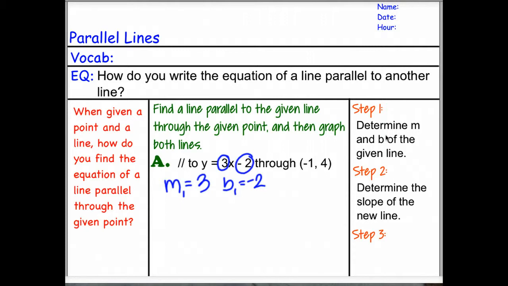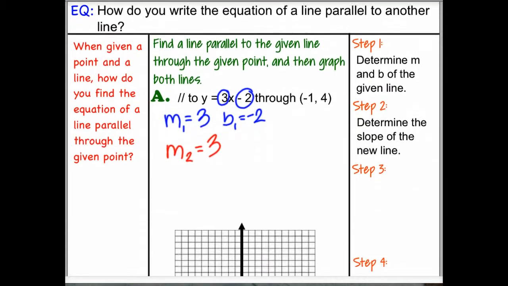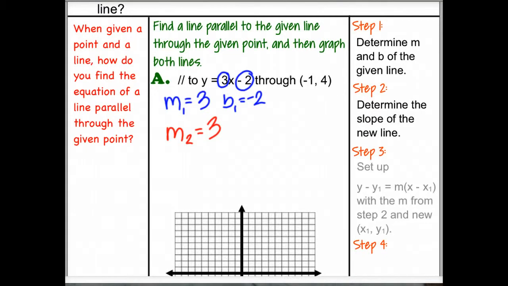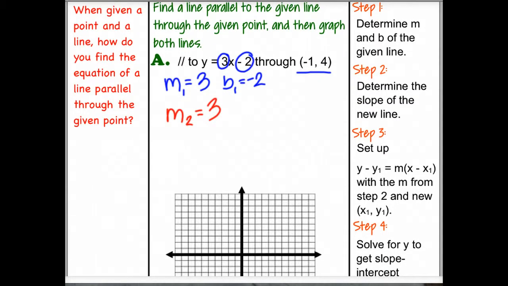Our second step is going to be to determine the slope of the new line. Since we know that slopes of parallel lines are the same, I'm going to call M2, or the slope of my new line, 3 as well. Once I've done that, then I can set up y minus y1 equals m times x minus x1, or point slope form, with the m from step 2 and our new point, which is right here, -1, 4. And then step 4 is going to be to solve for y to get our slope-intercept form.